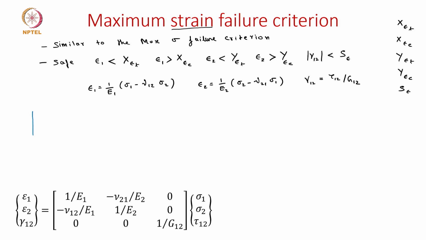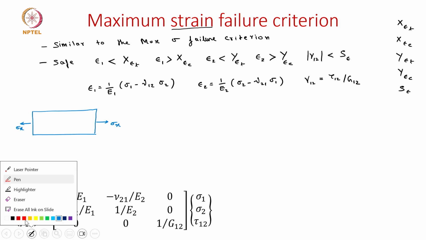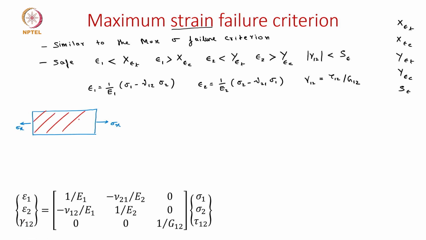So now when I consider this uniaxial stress problem with sigma x applied in the x direction, and then we look at the fibers at an angle theta, where these are the directions 1 and 2. Earlier we have shown the transformation of stresses, where sigma 1 is sigma x cos square theta, sigma 2 is sigma x sine square theta, and tau 12 is minus sigma x sine theta cos theta.